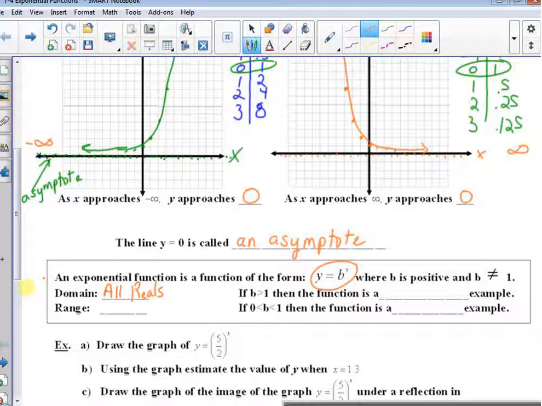But our range, in both instances, was y is greater than 0, unless we perform a transformation, sliding it left, right, up, or down. If b is greater than 1, then the function is an exponential growth example. If it is between 0 and 1, then the function is an exponential decay example. You should have seen this in the Survivor lab.